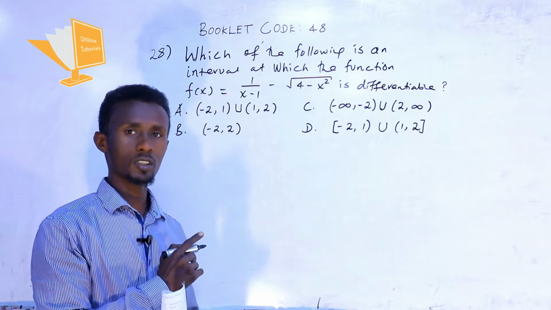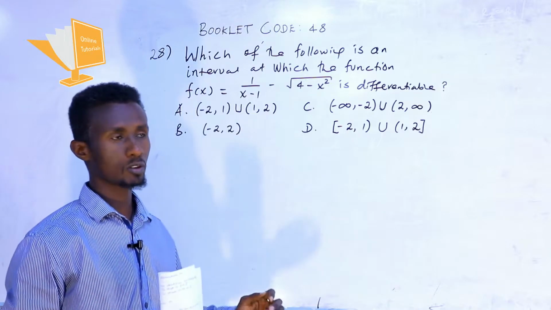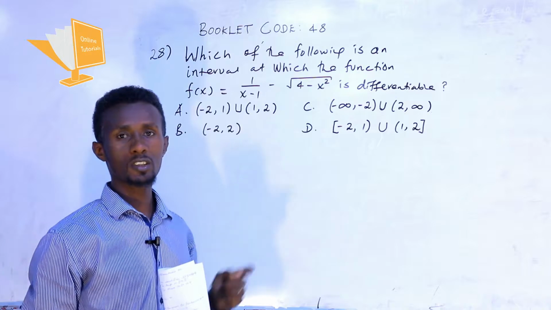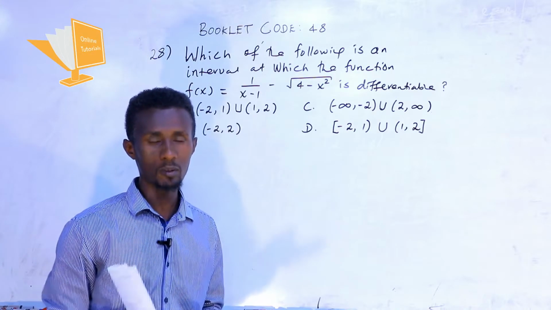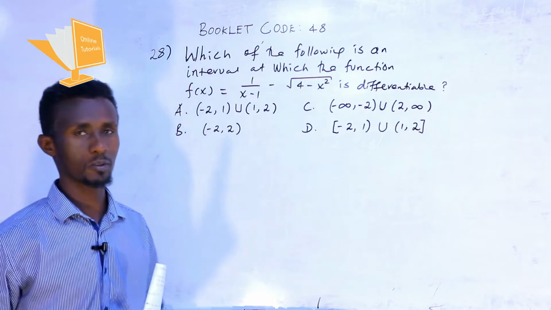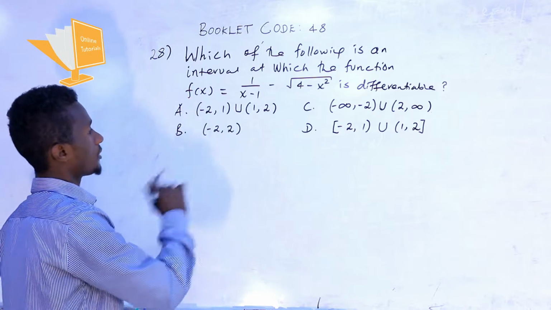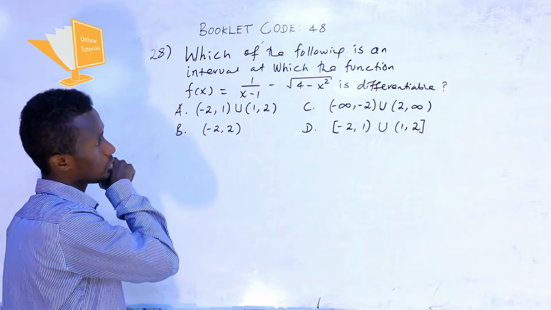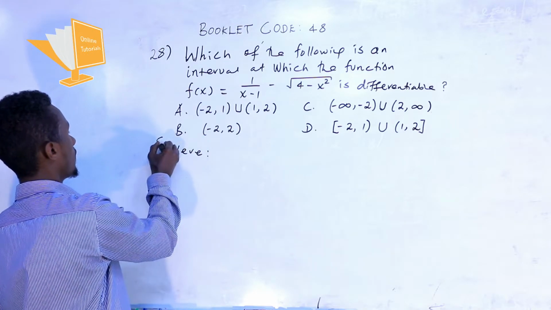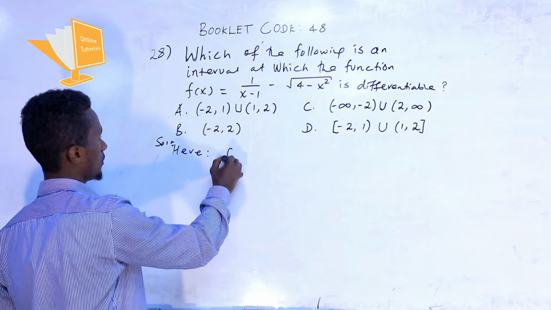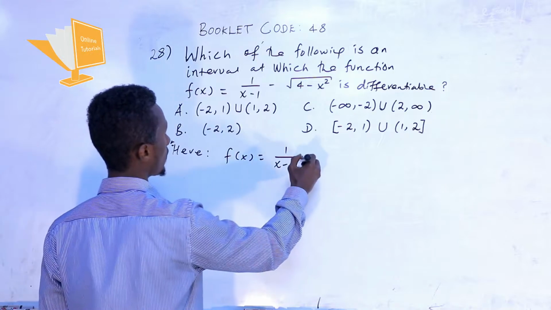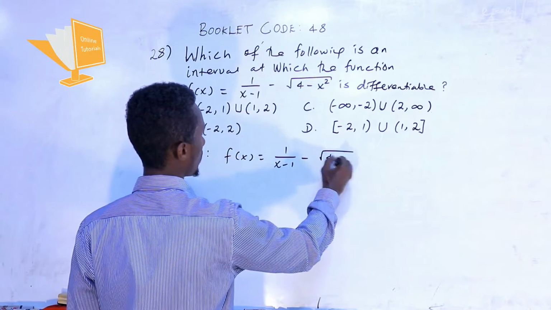Now when you say that the function is said to be differentiable, that must be continuous at the points. Differentiable ከሆነ continuous መሆን አለበት. ስለዚህ continuous ነው ስንል ደግሞ, the function must be defined within some interval, function define መሆን አለበት, limit exist ማድረግ አለበት ማለት ነው. Okay, now to determine the interval of the differentiability of this function, first of all we must find the first derivative of this function f of x, which is equal to 1 over x minus 1 minus 4 minus x squared.